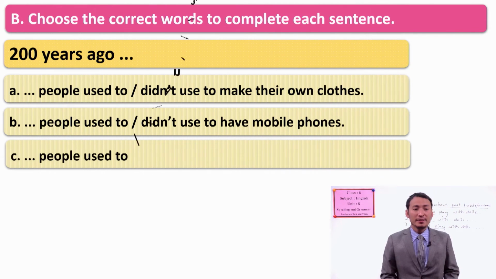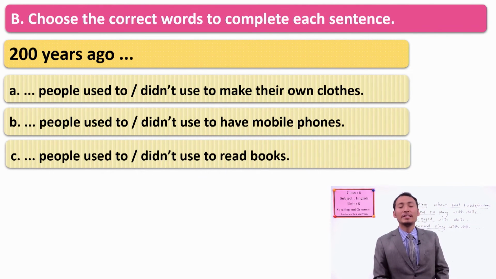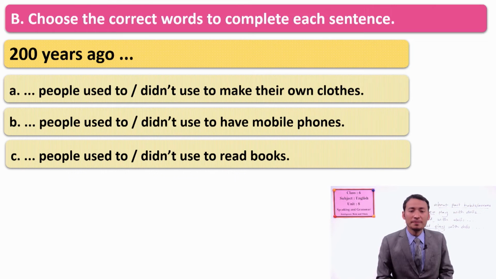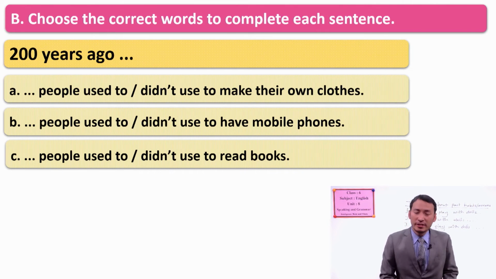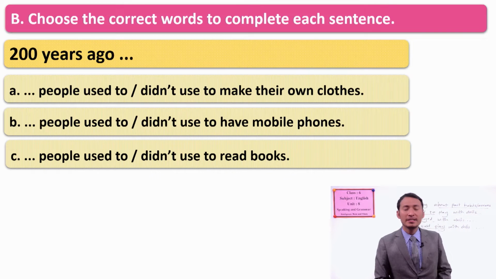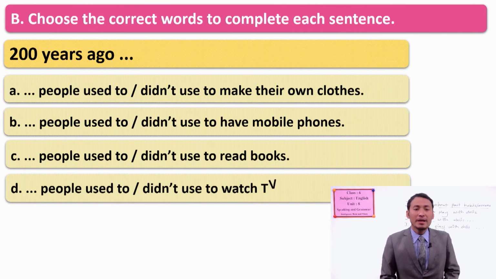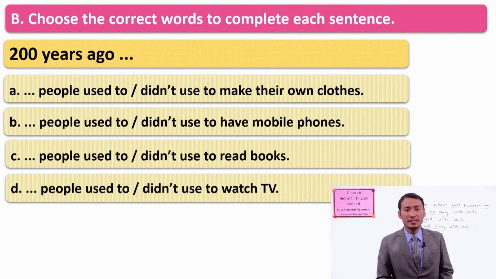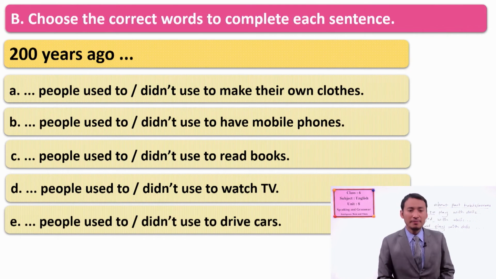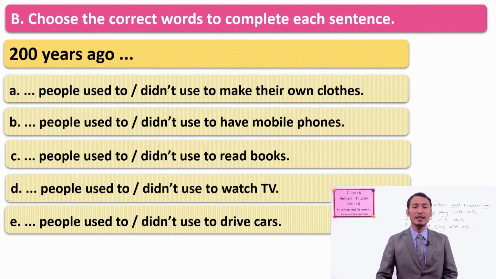And another one is, people didn't used to read books. So do you think they read books 200 years ago? You may think so. Then you can say used to, or they didn't. Another one is people didn't used to watch TV. Another one is people didn't used to drive cars. Okay, students, now let's find out.